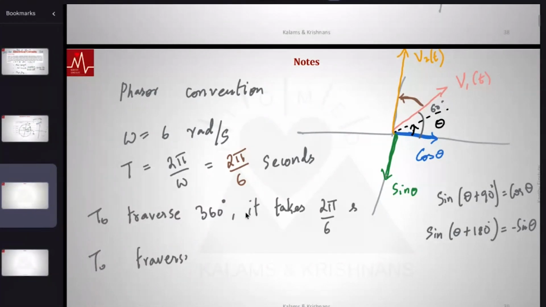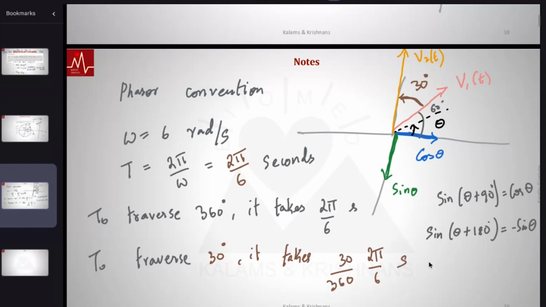So to traverse this angle, notice the total is this 90 degrees and this is 60 degrees, so this angle is 30 degrees. To traverse 30 degrees, it takes a fraction of the time period. What fraction? It's going to be 30 by 360 of the time period. The time period is 2 pi by 6, that is pi by 3. Take that pi by 3 and multiply by 30 by 360. I suppose this is 10 pi by 360. And that is our answer.